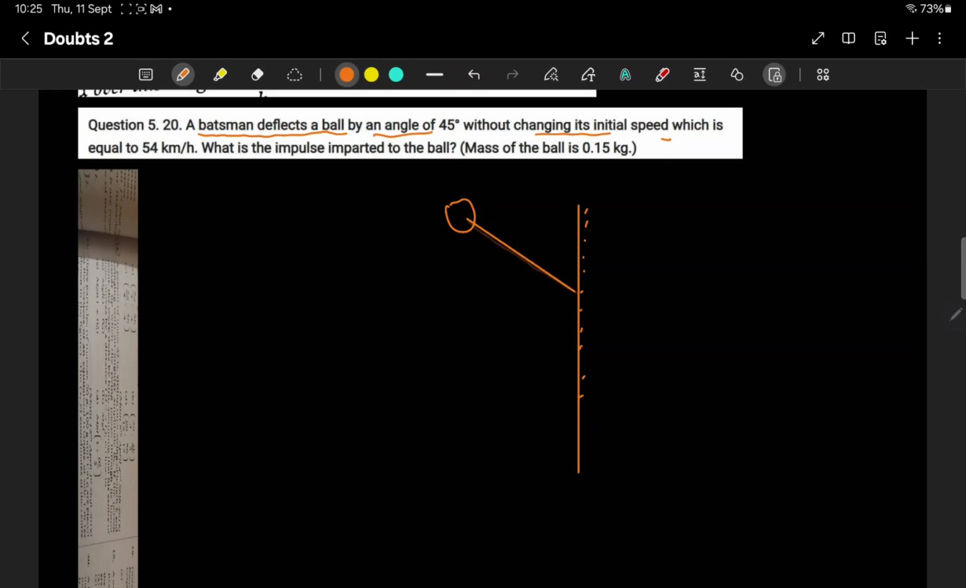Okay, with an initial velocity of how much? 54. Let me make it as u. Now it is getting deflected by an angle of 45 degree. Okay, this entire angle is 45 degree. The same value of u also here, there is no change in velocity is given. Okay, now the question is, what is the impulse imparted?